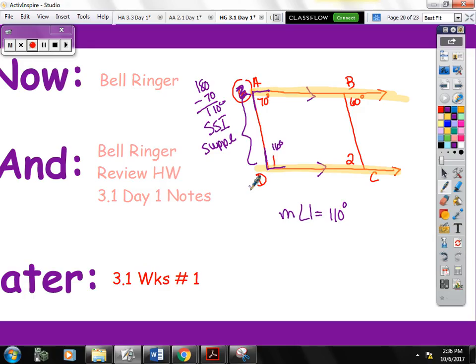Go along to our second transversal. This time I'm looking for the measure of angle 2. So what type of angles are 2 and 6? Well, those are both inside my parallel lines, but this time they alternate across. So alternate interior angles we know are congruent. So if this is 60, this also has to be 60.